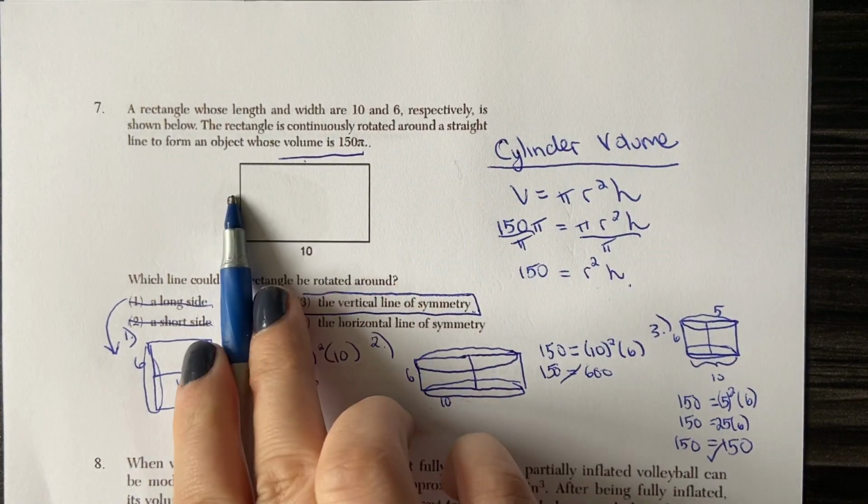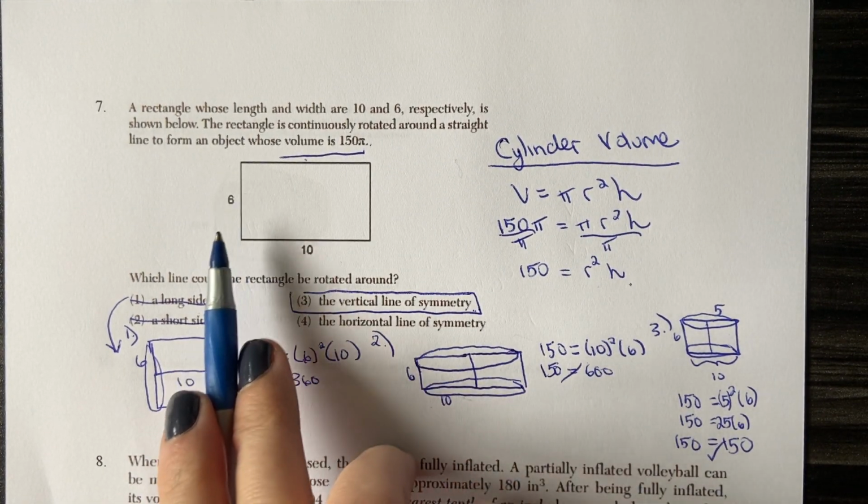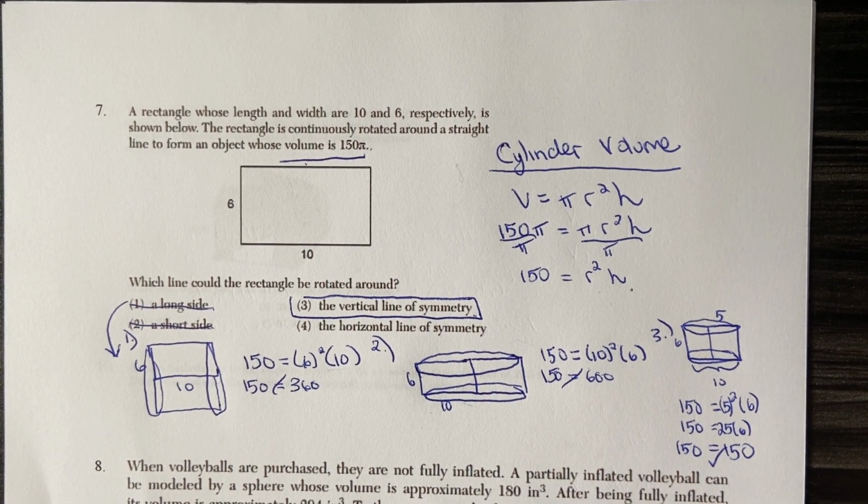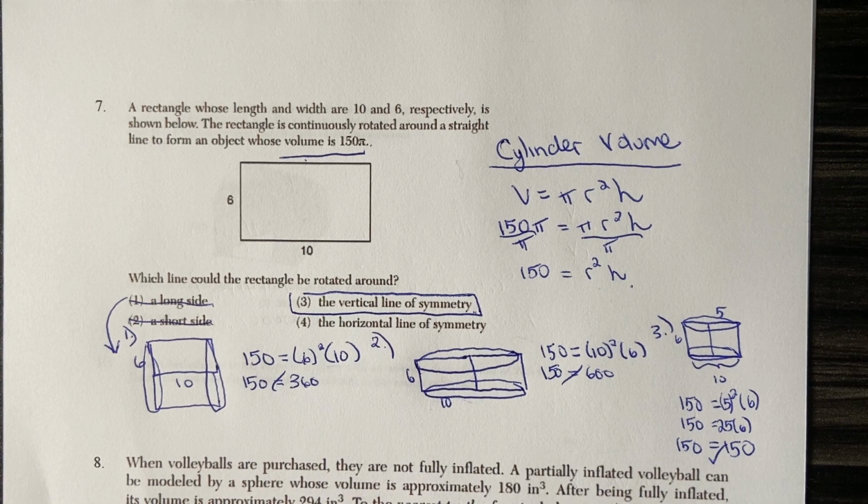Now you could have done it this way too. Then it would have been 3 squared times 10, which would have been 900. So that wouldn't have worked out. Okay, so in other words, the answer is choice 3.